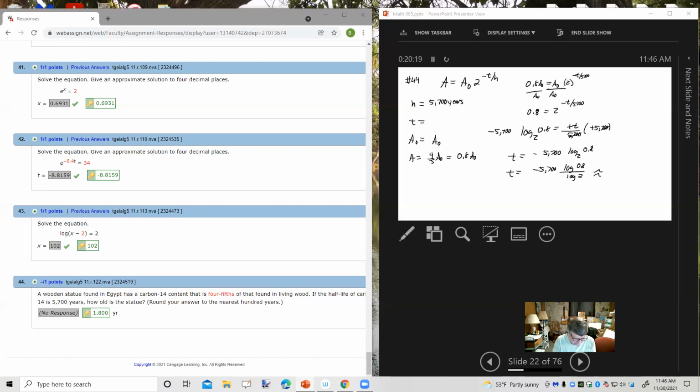Going to the calculator, negative 5,700 times the log of 0.8 divided by the log of 2, and we get 1834.990141. It says round to the nearest 100 years, which would be right there. The 3 would round down, so 1,800 years. A lot of people miss this problem because they don't read the final directions, and so they don't round it to the nearest 100 years.